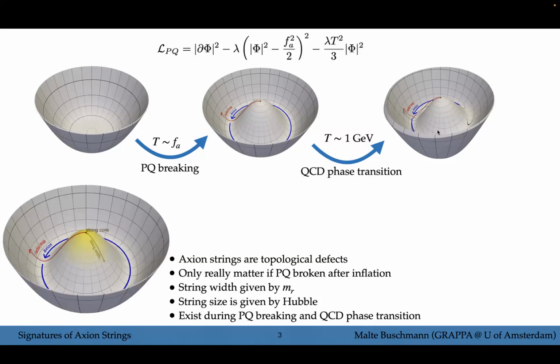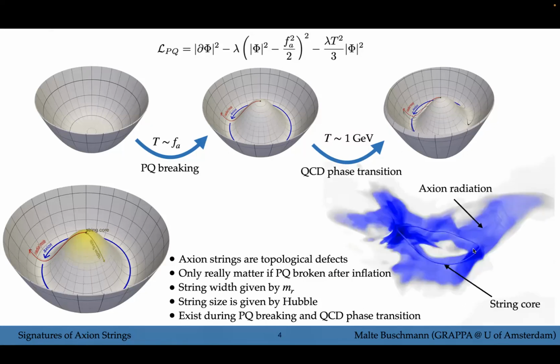Axion strings are then nothing else but topological defects, basically field configurations where your complex scalar field is stuck at the central hilltop and is unable to roll down easily. These topological defects are called axion strings, and they're called strings because in 3 dimensions they actually form closed loops. Since they are closed loops, they have a typical size, which is given by Hubble, given that that's your typical horizon length at the time that they form. They also have a width, which is given by the radial mass, since that gives the size of the central bump on which those axion strings form.